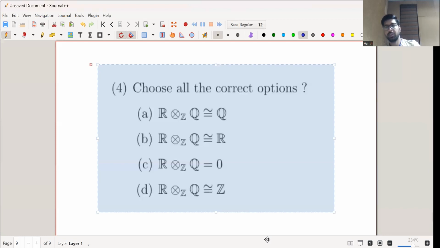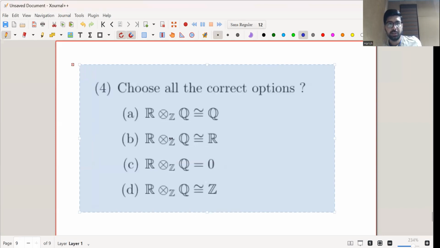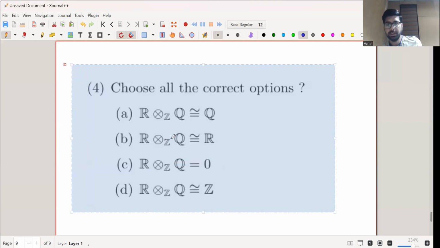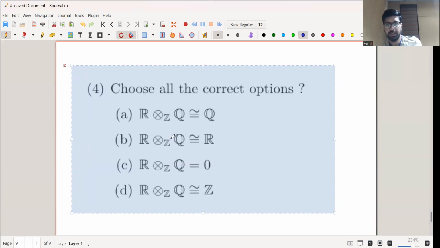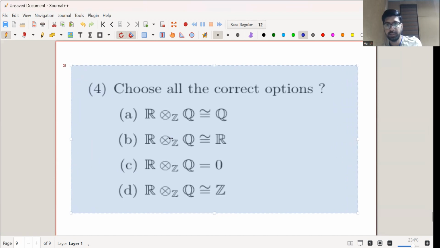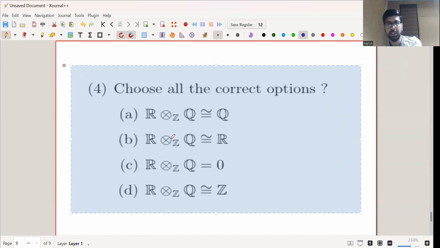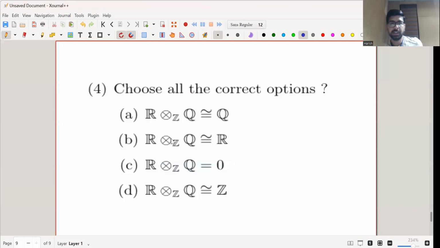Yeah. So it says again, choose all correct options. And here we just need to check one module, one tensor product. All the four options are having the single tensor product, that is R tensor Q. We need to check whether it's Q, R, 0, or Z.